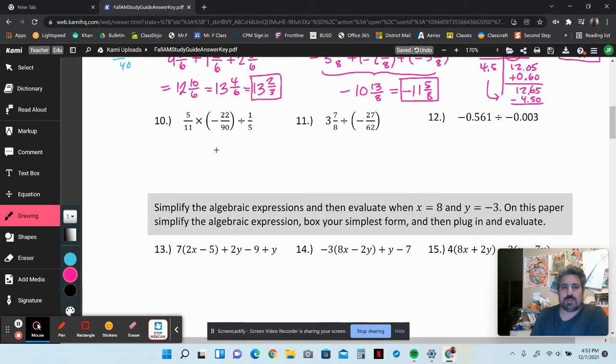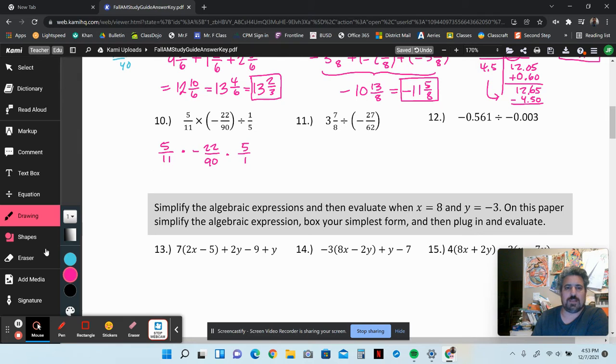For this one here, number 10, where you're multiplying and dividing, just make sure that the first step you do is that you change your division to multiplication. Remember, dividing fractions is easy as pi. Just flip the second and multiply. So this becomes 5 over 11 times negative 22 over 90, and then times the reciprocal of 1/5, which is 5 over 1. Okay.